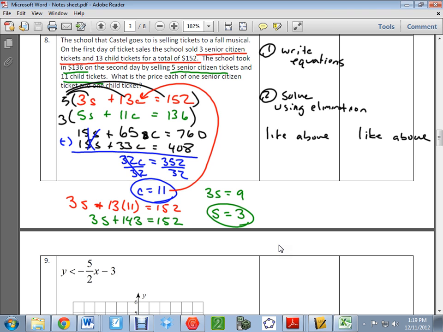That seems a little bit ridiculous to me, that a child costs so much more than a senior. I can't wait to be old. What can you do? Yeah, life sucks. I know.